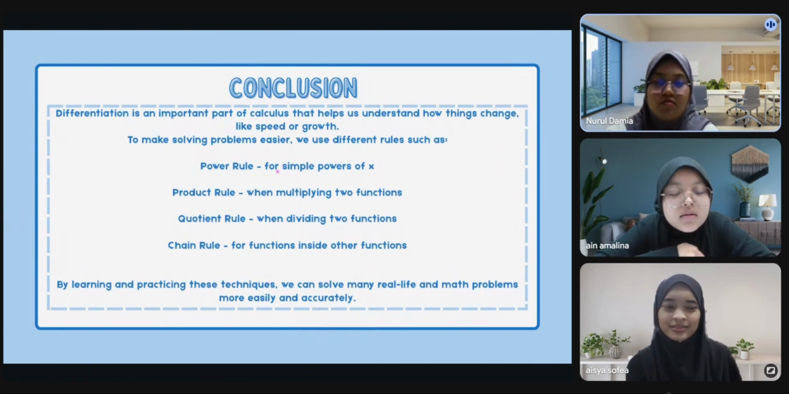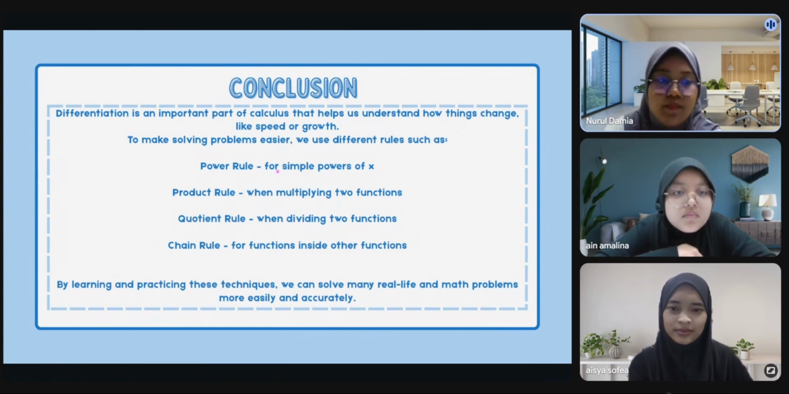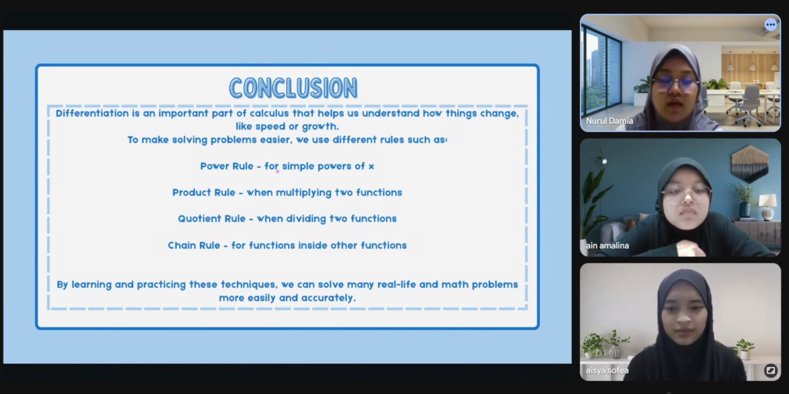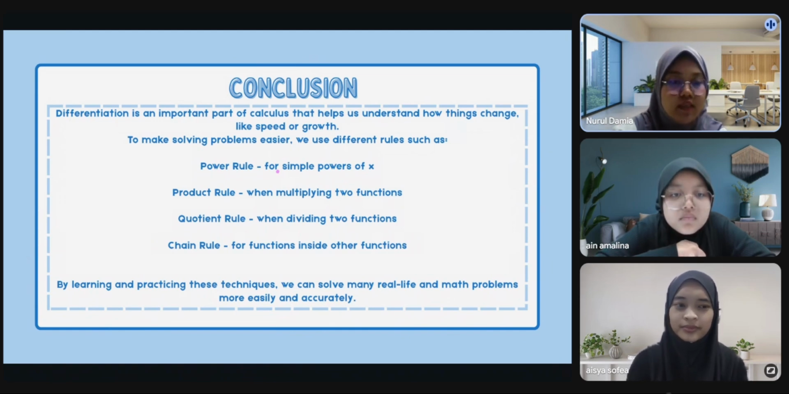So the conclusion for our discussion is that differentiation is an important part of calculus that helps us understand how things change, like speed of growth. To make solving problems easier, we use different rules such as power rule, product rule, quotient rule, and chain rule. So by learning and practicing these techniques, we can solve many real life and math problems more easily and accurately.